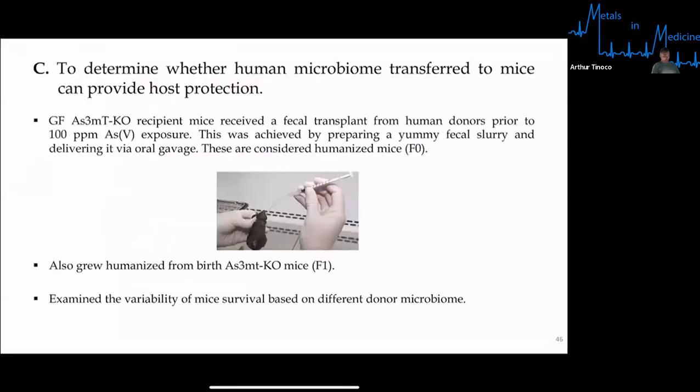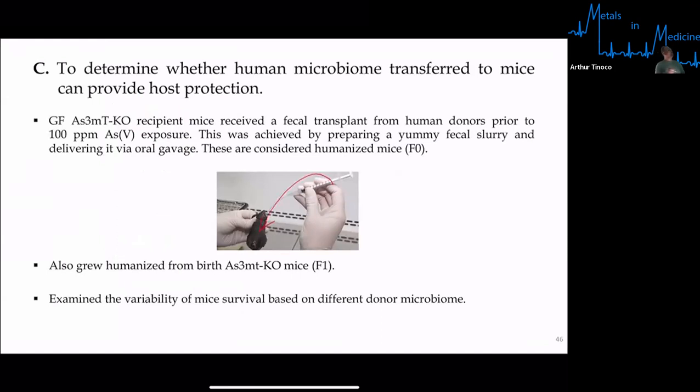All right, so the next thing was to determine whether the human microbiome transferred to mice can provide host protection. This was done by basically taking some human excrement and making it into a slurry, and then providing it by oral gavage to the mice. So that basically is putting it inside them.